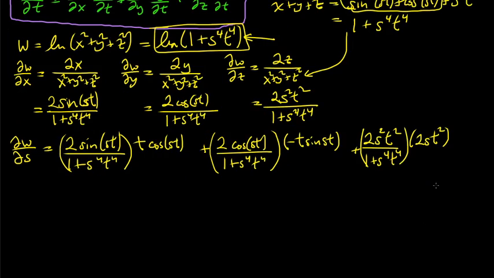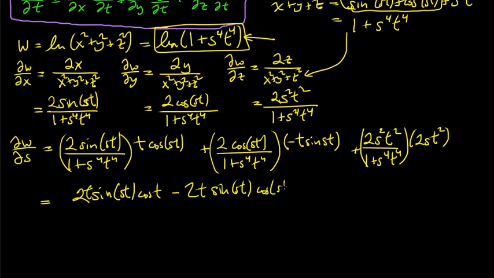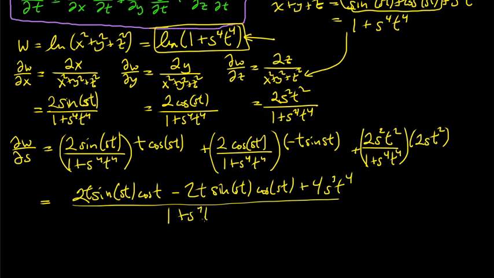Right. So just putting it all together, you're going to get 2 sine times cosine, and then minus, oh, I forgot a t here, 2t sine cosine, minus 2t sine cosine. So that adds up to 0. And then plus 4s cubed t to the 4. Right, and this is all over 1 plus s to the 4 t to the 4. So we're just going to get 4s cubed t to the 4 over 1 plus s to the 4 t to the 4.